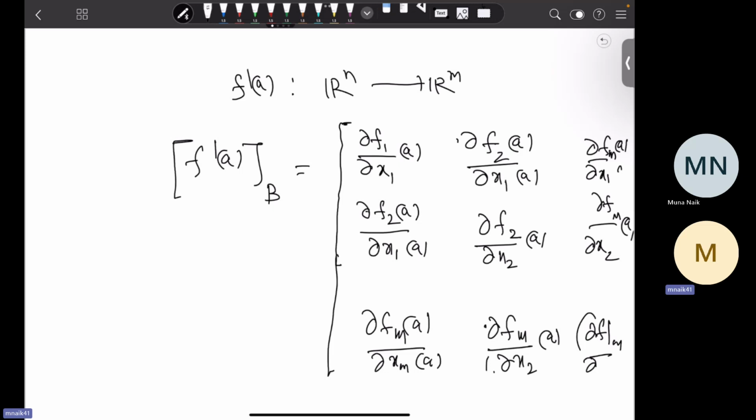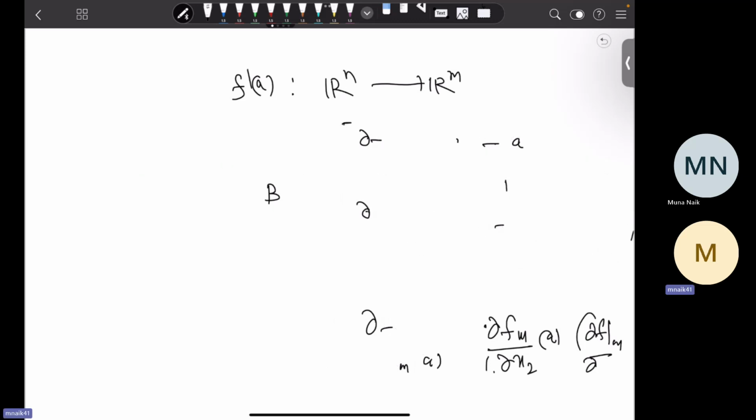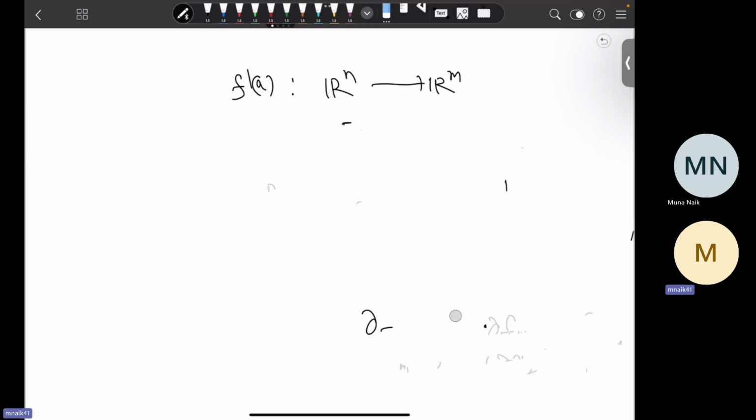Sorry, del Xn. No, this is del X2A. I am probably confusing myself. Okay, so what I'm saying is the following: this F prime A has a matrix representation. If you look at this F prime A matrix representation with the standard basis, you will get this.